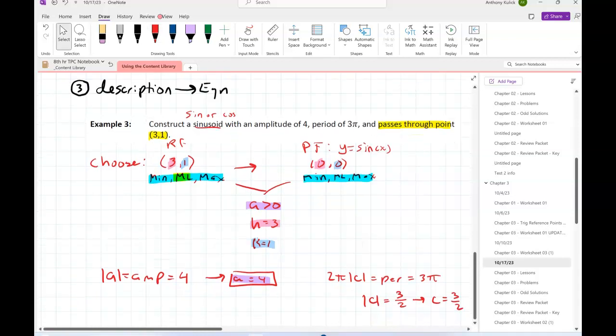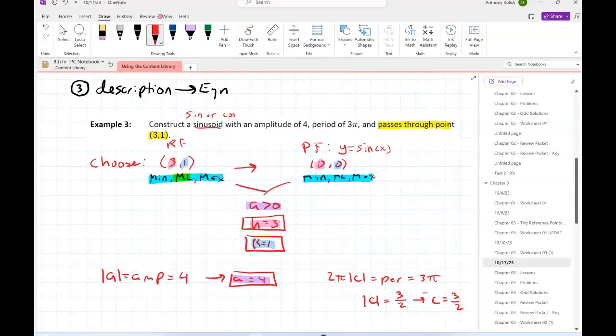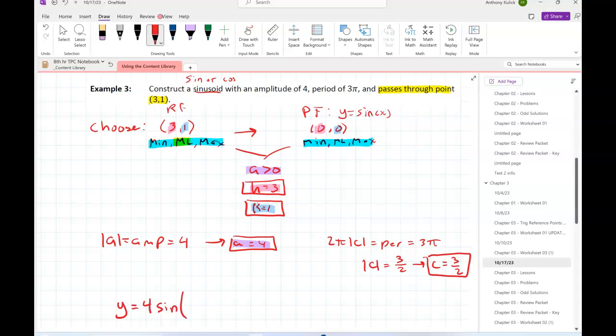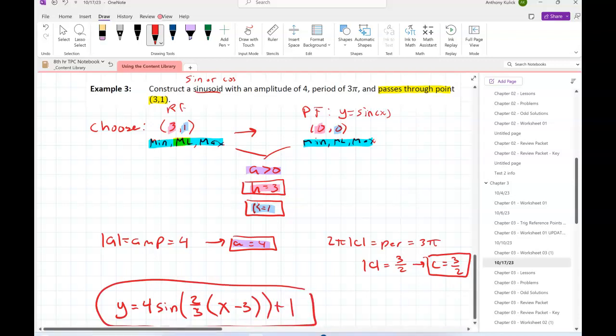And now we have everything we need, right? We have h, we have k, we have A, and we have C. So I can say y equals A times sine of 1 over C. But instead of writing this as 1 over 3 over 2, guess how I'm going to write it? Yeah, I'm just going to write that as the reciprocal, 2 over 3, times x minus h, plus k. So that's an answer.